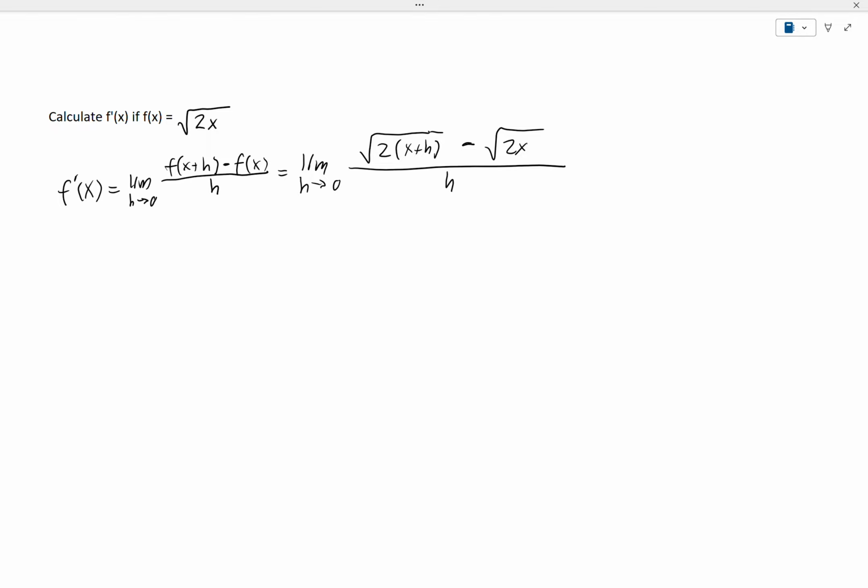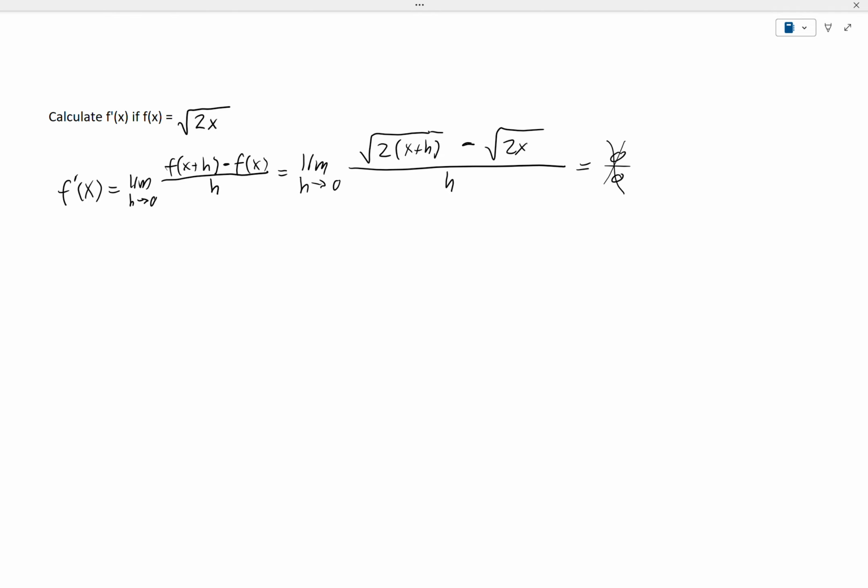Well, why don't we try direct substitution? Let's see what happens. If I try direct substitution, I end up getting 0 over 0, which is an indeterminate form. It doesn't tell me anything about what this limit is equal to, so that's not good. So we've got to manipulate this algebraically so that we get out of that indeterminate form.